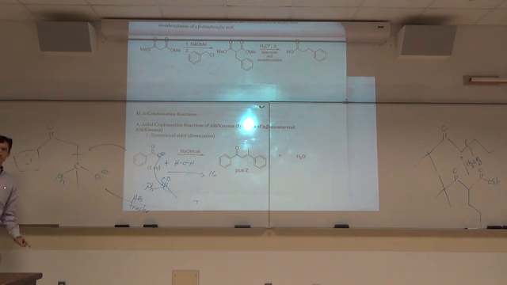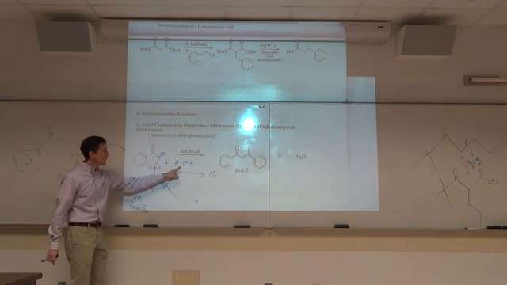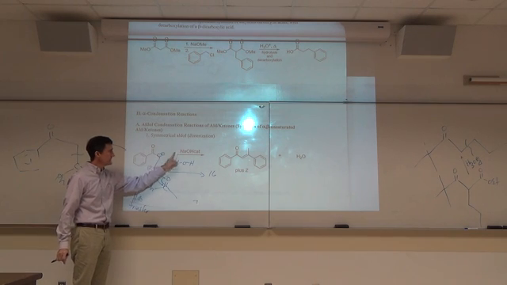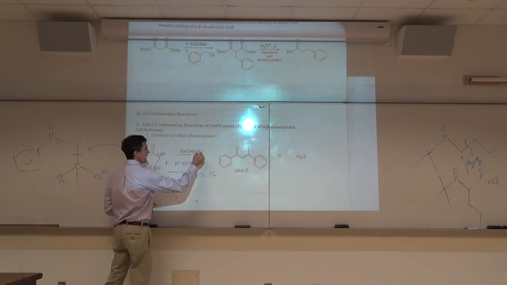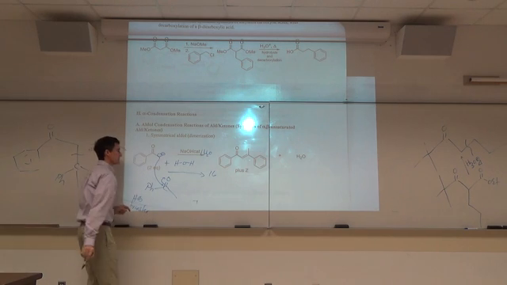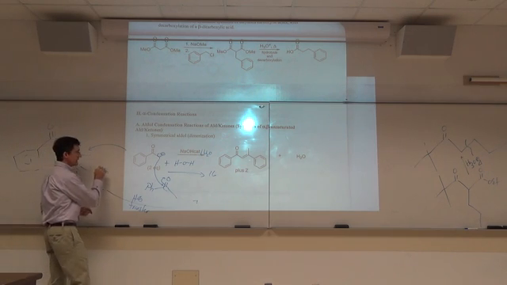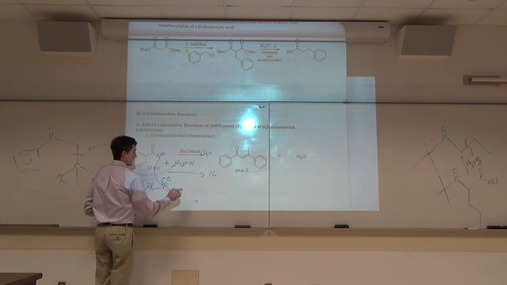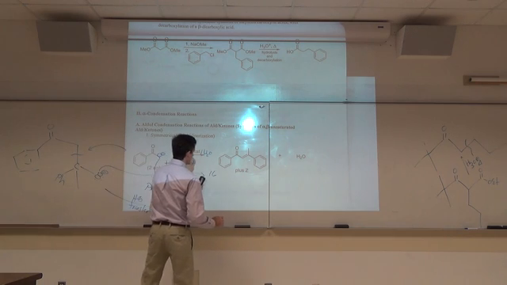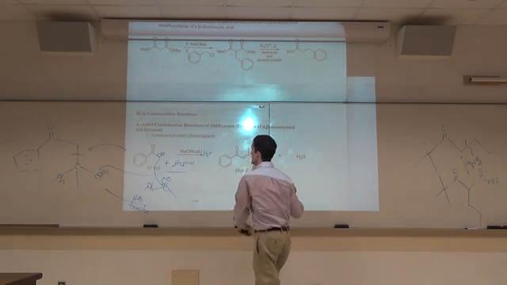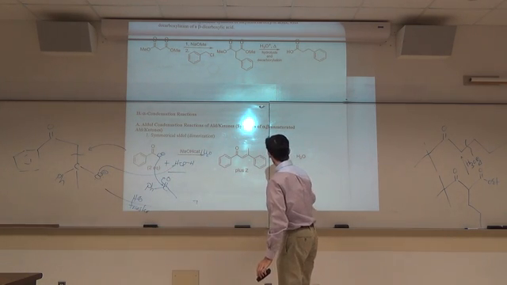There are 2 places H can come from. You can take it from the water that was formed when the base took this H, and there's also probably some water in your reaction. I reckon I'll do that. I'll take the H from there. So this takes an H from water, and that's going to give NaOH reform. Yes, it will reform NaOH.